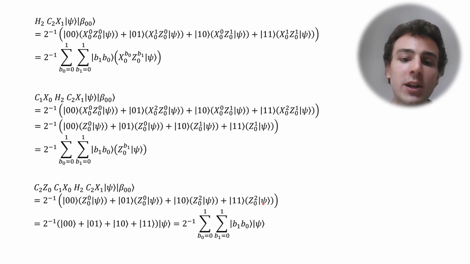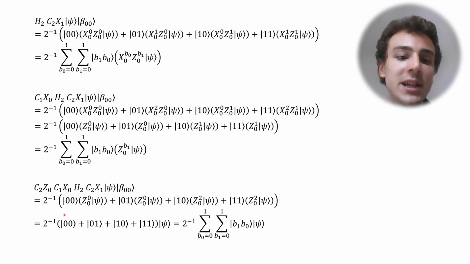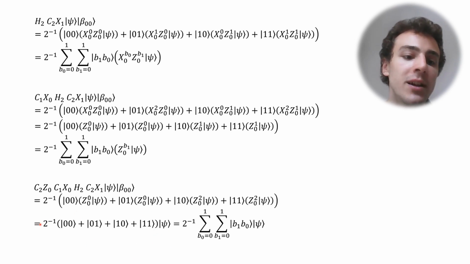And then what we can do is pull out this psi because it is common for all four of these terms. And then we just have a uniform superposition of all of the 2-qubit computational basis states. So 0, 0, 0, 1, 1, 0, and 1, 1 are occurring in this uniform superposition. And we have this normalization coefficient of 2 to the minus 1.